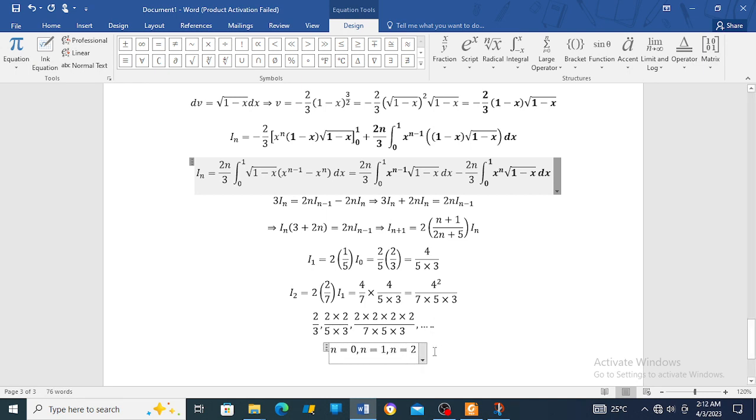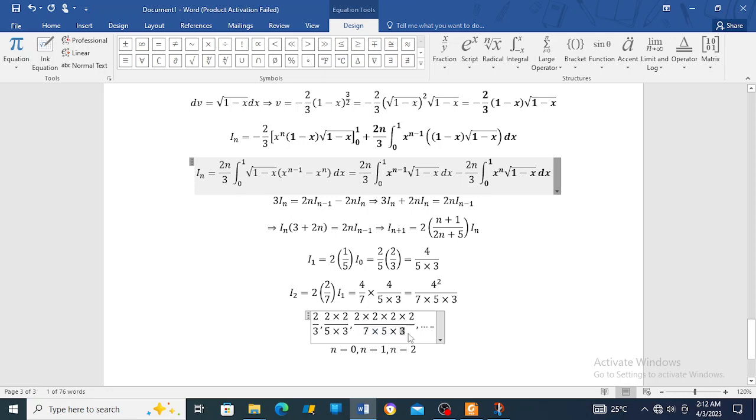So what can we say? We say that when n is 0, the numerator is 2 and the denominator is 3. When n is equal to 1, the numerator is 2 times 2, and the denominator is 5 times 3. When n is equal to 2, we have 2 times 2 times 2 times 2, and this guy here is 7 times 5 times 3.